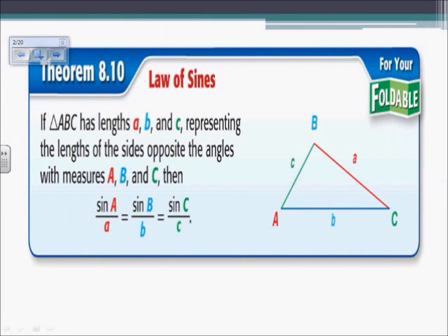Law of sines. If triangle ABC has lengths a, b, and c representing the lengths of the sides opposite angles with measures capital A, capital B, and capital C, then the following proportion holds true: the sine of A over side a is equal to the sine of B over side b, which is equal to the sine of C over side c. There is a proof that clarifies and justifies this. We're going to take it as true and apply it in different situations.